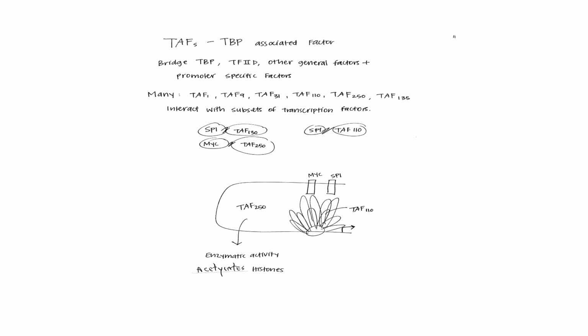So here we're talking about TAFs, the TATA binding protein associated factors. They bridge the TATA binding protein, or the TFIID, with other general transcription factors and the promoter-specific transcription factors in order to activate transcription. There are many TAFs, many different ones. I just have a few here: TAF1, TAF9, TAF31, TAF110, TAF250, and so on. And they interact with specific subsets of these promoter-specific transcription factors. So for example, SP1, which is one of the ones I mentioned earlier, binds to two different TAFs. It can bind to TAF130, or it can bind to TAF110. MYC is another transcription factor that was also in that original table, and it binds to TAF250.